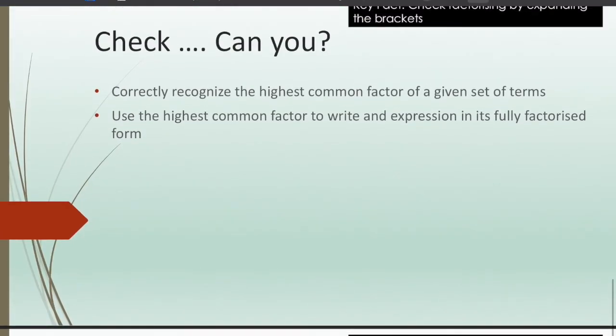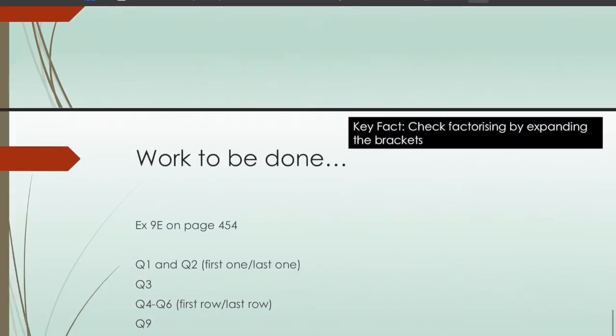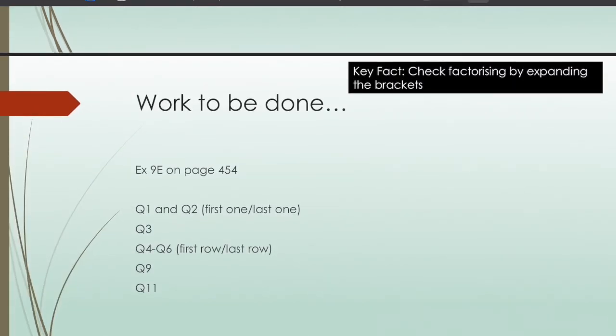Okay, so we should be pretty good at recognizing a common factor, and you guys are going to do some practice now, and hopefully by the end of that, you'll be comfortable with writing the expressions fully factorized. This is your work to do, exercise 9E. Most of our work for this unit has come from chapter 3. This one is from chapter 9. Make sure you're on the right textbook chapter. But yeah, go ahead and get started, guys.